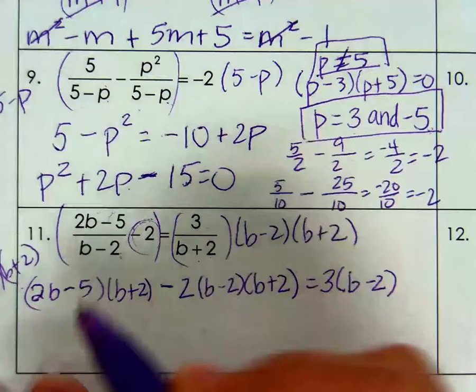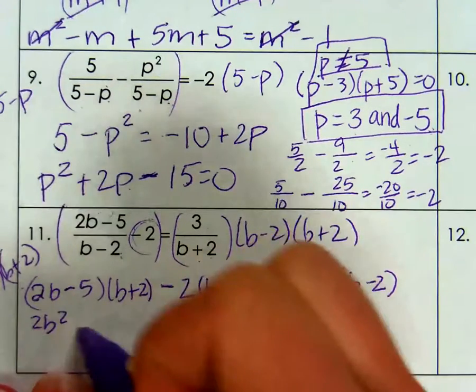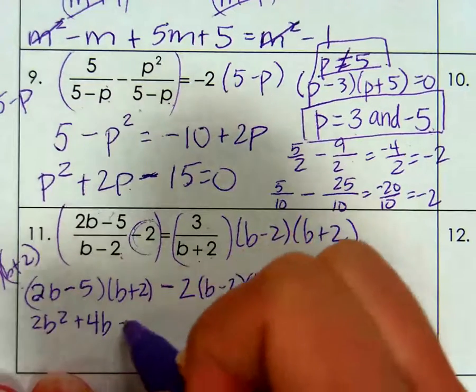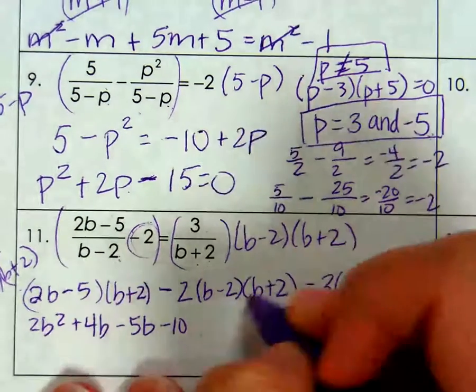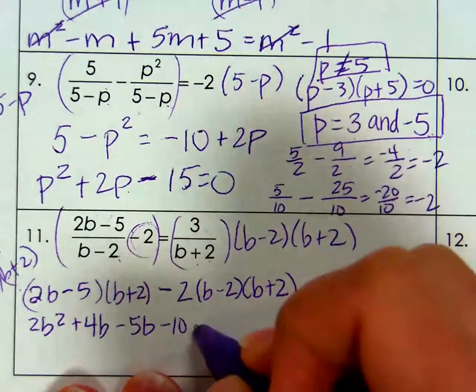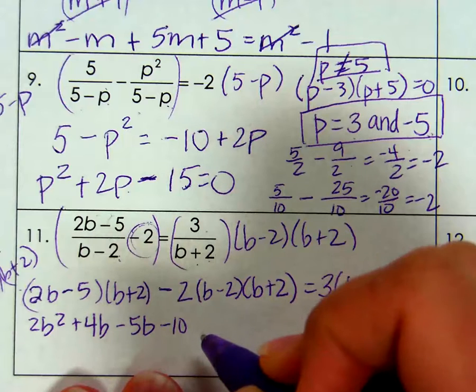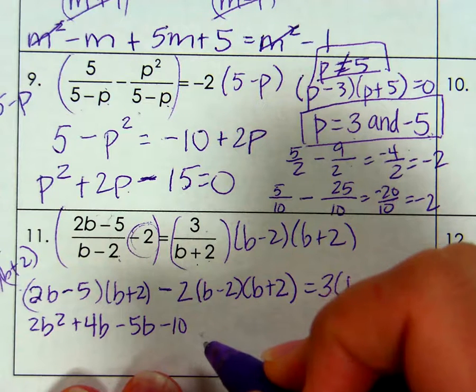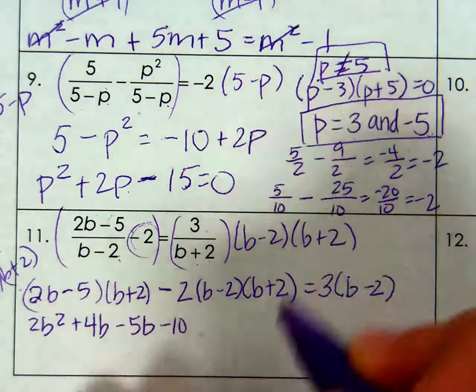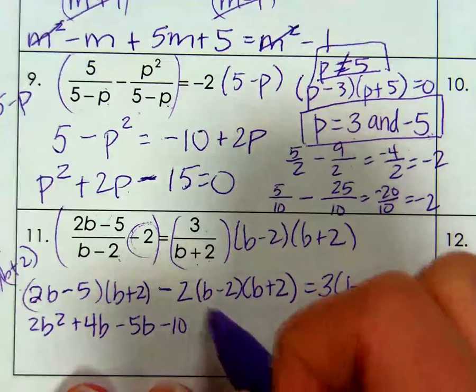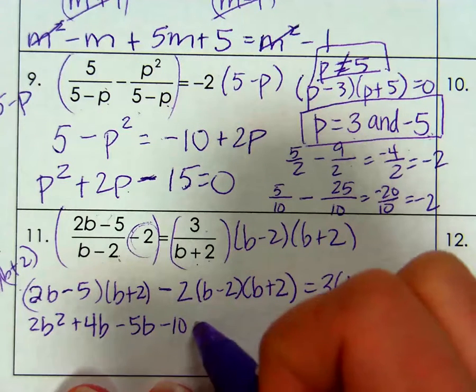Alright, we've got some cleanup work to do. So I have 2b squared plus 4b minus 5b minus 10. So I'm foiling. Over here, I've got a lot of stuff going on. Be very careful that you're paying attention to what this is going to be. I'm going to go ahead and do it in one step.